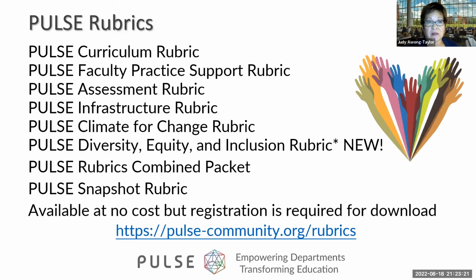So as a reminder, the Pulse rubrics are available to anyone who wishes to use them. As shown here, you can download any of the 6 individual rubrics, or you can download the combined packet or just the snapshot rubric. You can do this by going to the Pulse website, and once at the website, you will be asked to submit your email address. We request this information so we can see who's using the rubrics.